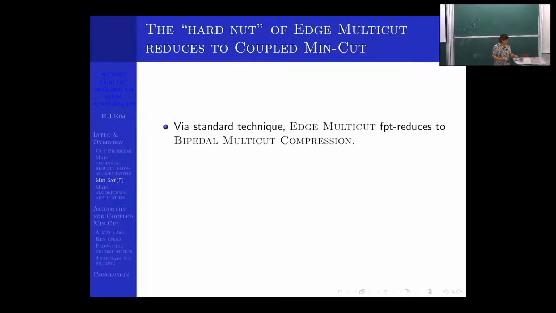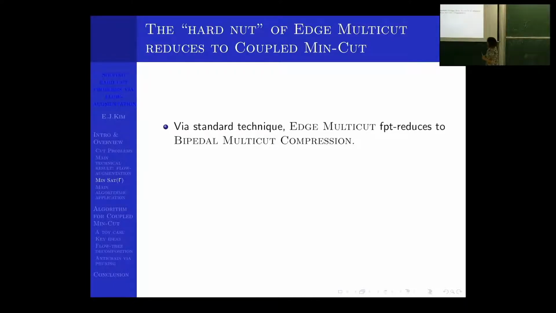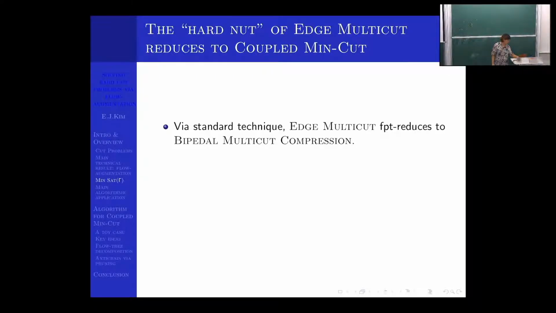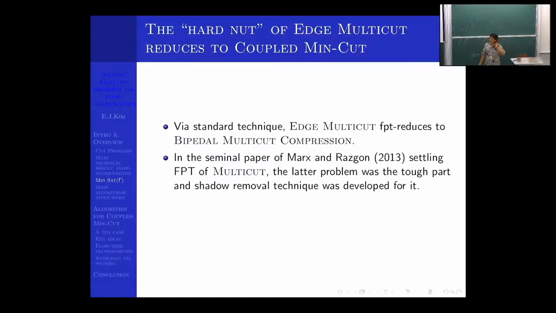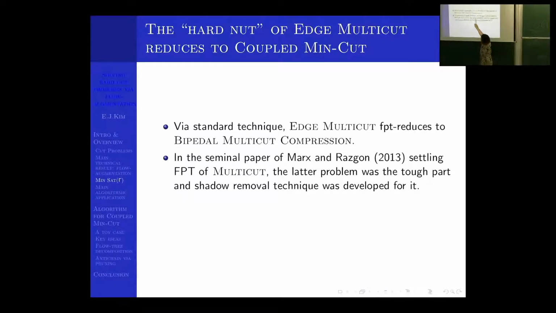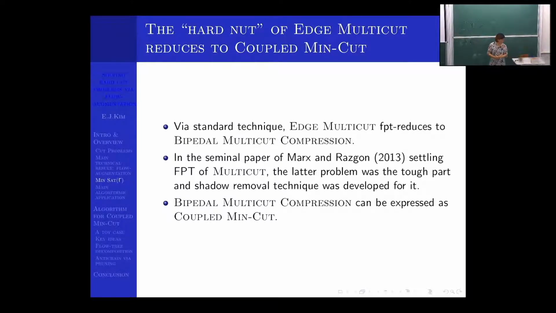And so I mentioned that edge multi-way cut was one of the major open problems about 10 years ago. And actually, edge multi-way cut can be reduced to some other problem with a standard technique, and this other problem was the hard nut of multi-cut. So the core of the paper of Marx and Razgon was to resolve this bipedal multi-cut compression problem. And you can actually reduce this bipedal multi-cut compression problem into coupled min cut.